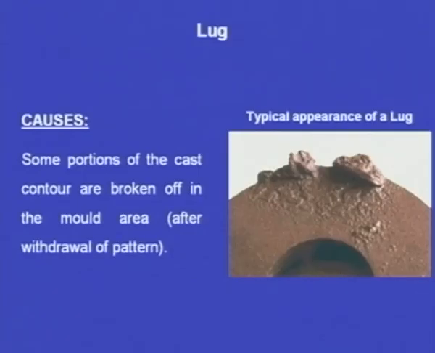And what are the causes? Some portions of the cast contour are broken off in the mold area after the withdrawal of the pattern, and this breakage is to be noticed before pouring the molten metal, and if this is not noticed, then this problem will be arising.